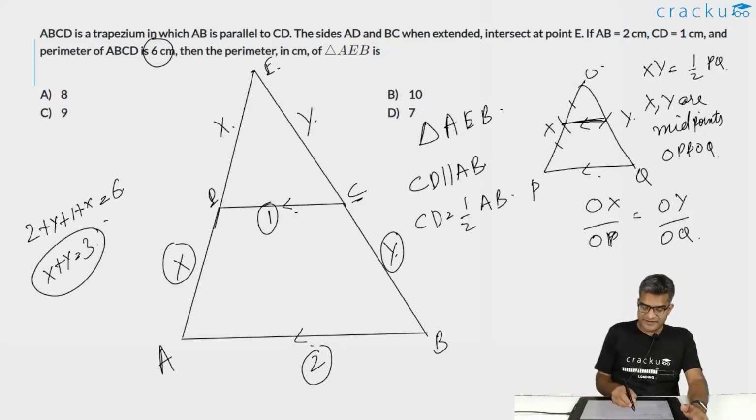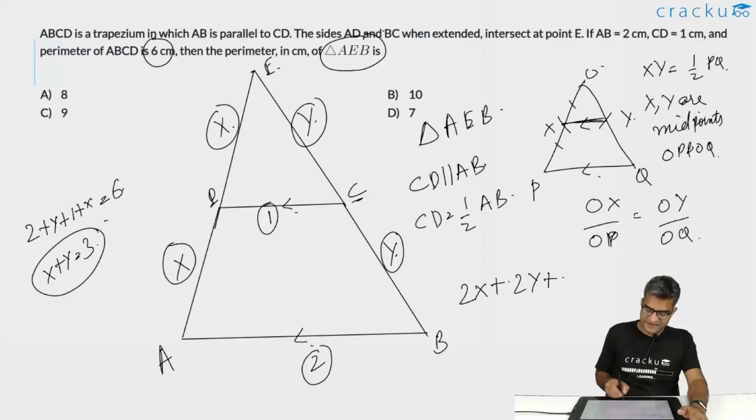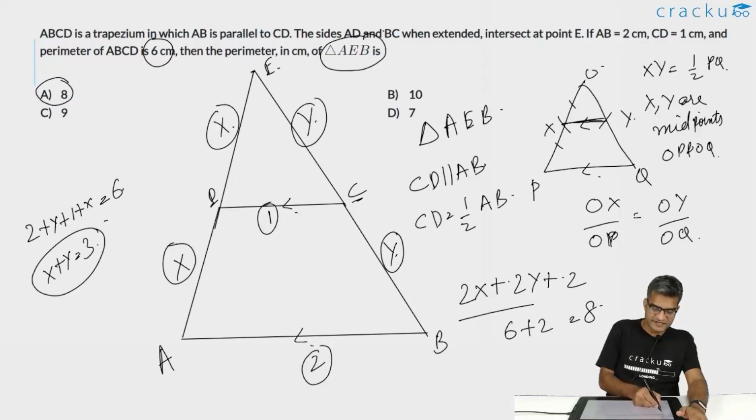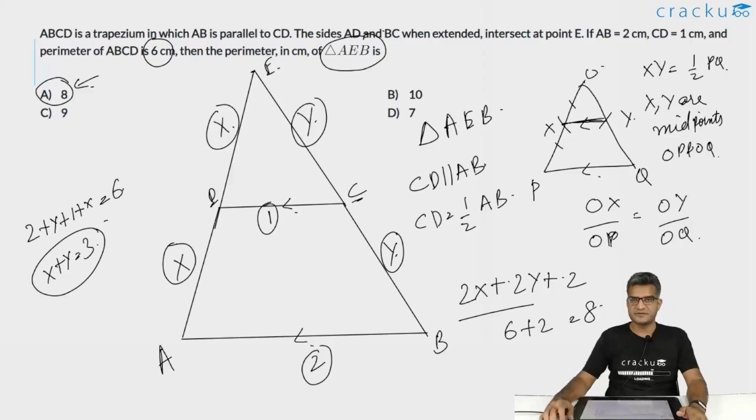We are asked to calculate the perimeter of AEB. The perimeter of AEB is AE, which is equal to X plus X, which is 2X, plus BE, which is equal to Y plus Y, which is equal to 2Y, plus AB, which is equal to 2. 2 times X plus Y is equal to 6, plus 2, which is equal to 8 centimeters. So the perimeter is 8 centimeters, which is option A.